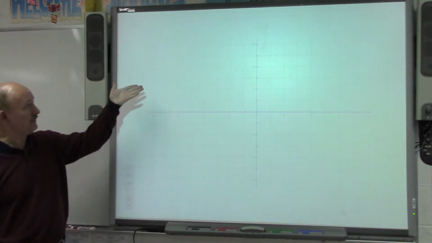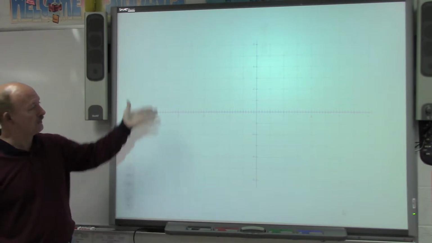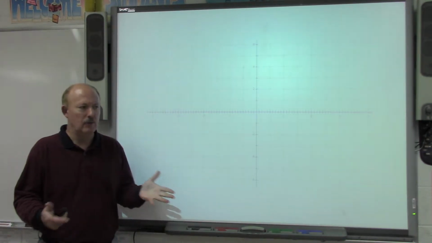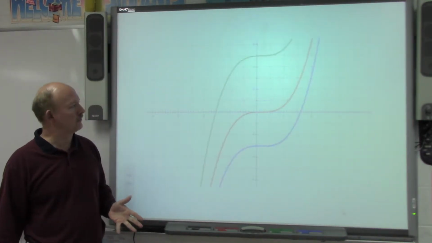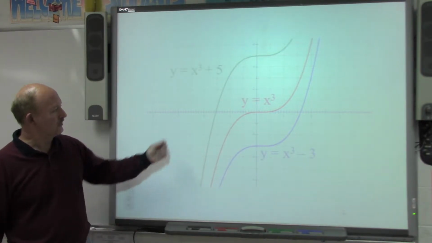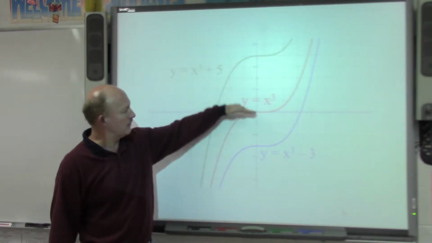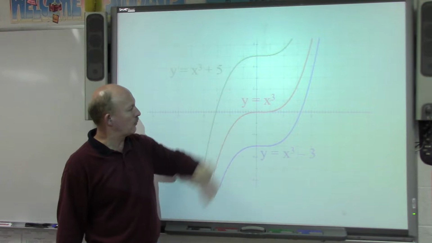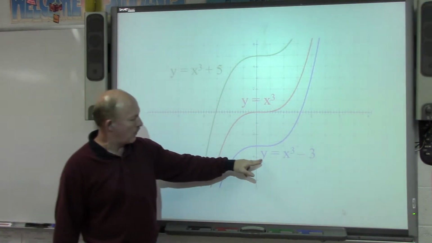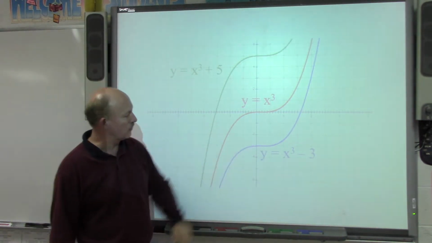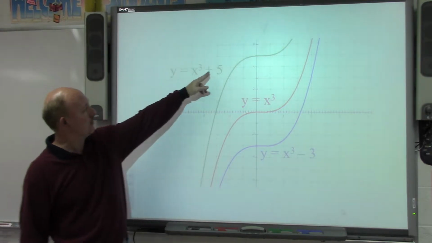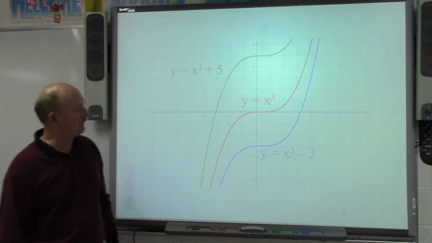Now, if you look at the graph of these, the difference is basically just that they cross the y-axis at different locations. Here are the three that we just looked at. Y equals x to the third power, a cubic polynomial, crosses the y-axis at 0. Y equals x to the third minus 3 crosses the y-axis at -3. X cubed plus 5 crosses the y-axis at plus 5 up here.